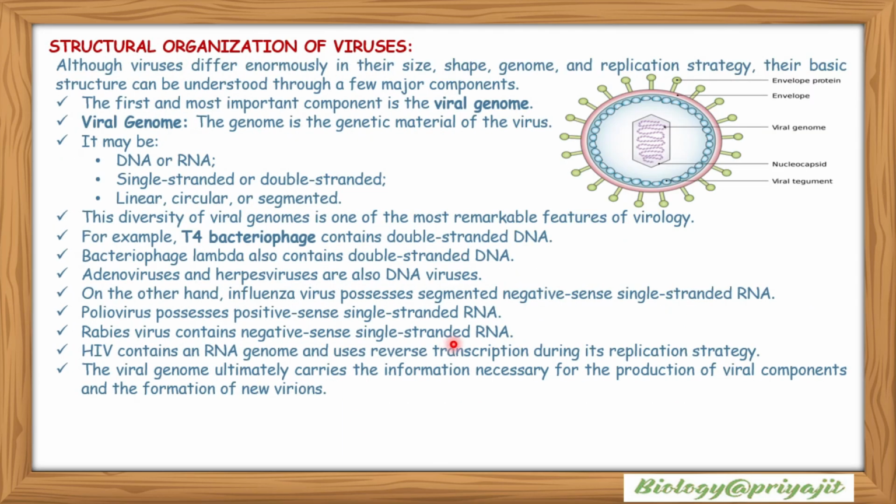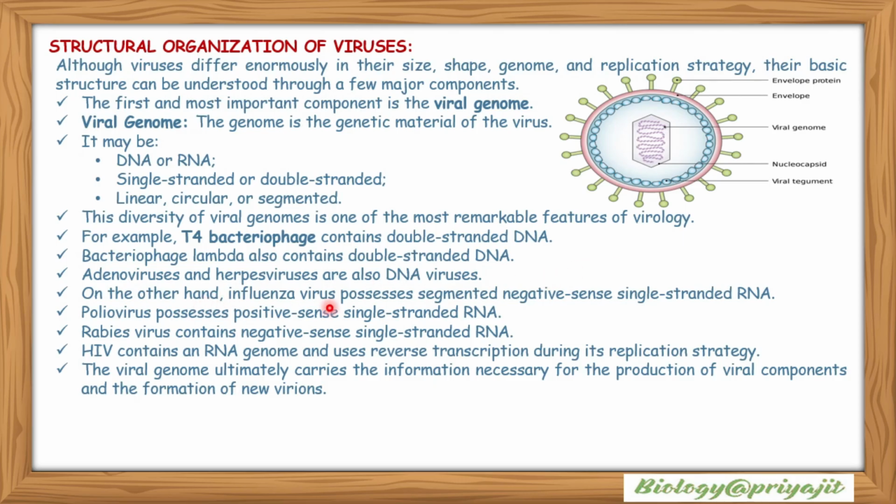Structural organization of viruses. The first and most important component is the viral genome. It can be either DNA or RNA, which is single stranded or double stranded, linear, circular or segmented. The diversity of viral genomes is one of the most remarkable features of virology. For example, T4 bacteriophage contains double-stranded DNA. Bacteriophage lambda also contains double-stranded DNA. Adenovirus and herpes virus are also DNA viruses.